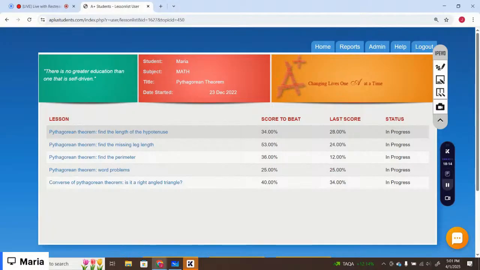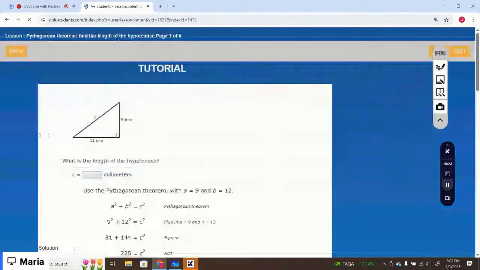We're going to start with the chapter Pythagorean theorem. Let's just start with the first lesson, that is Pythagorean theorem. Find the length of the hypotenuse. What is the length of the hypotenuse?